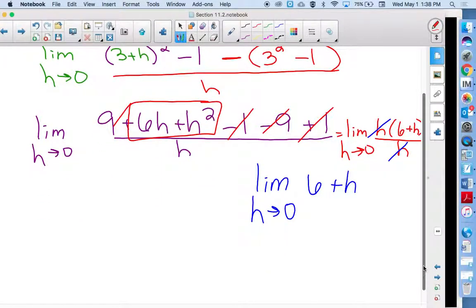Don't forget the limit part. The limit part's the new part. We're now finding the limit when h goes to 0. So at the beginning of the year, we would have just left it at 6 plus h. But now we're finding the limit as h goes to 0. So when you plug that 0 in, you just get a 6.